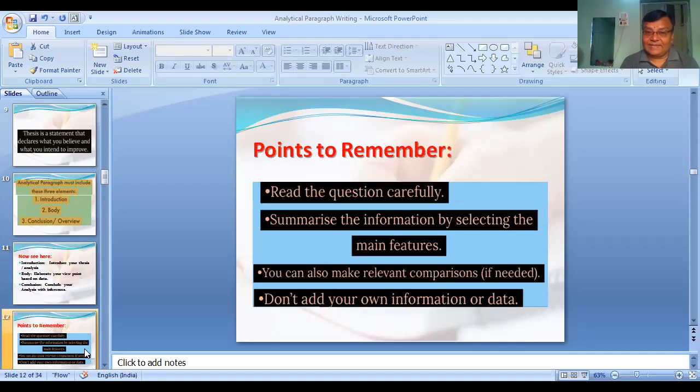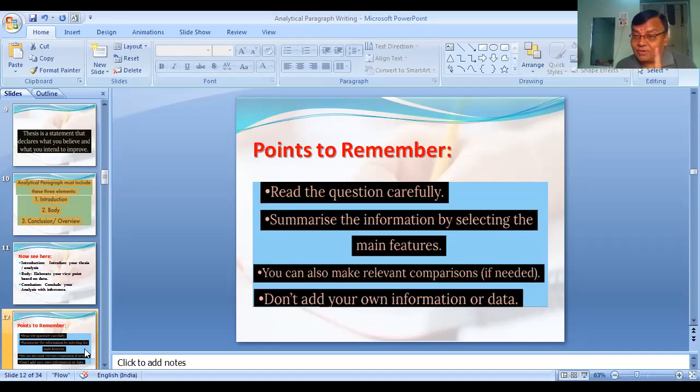Now let us see the points to remember. Read the question very carefully. When you start analyzing, read the question very carefully. Summarize the information by selecting the main features. Keep the summary in mind. You can also make relevant comparisons. Comparison is very important. If you are comparing two cricket teams, India and Pakistan, you should compare them.